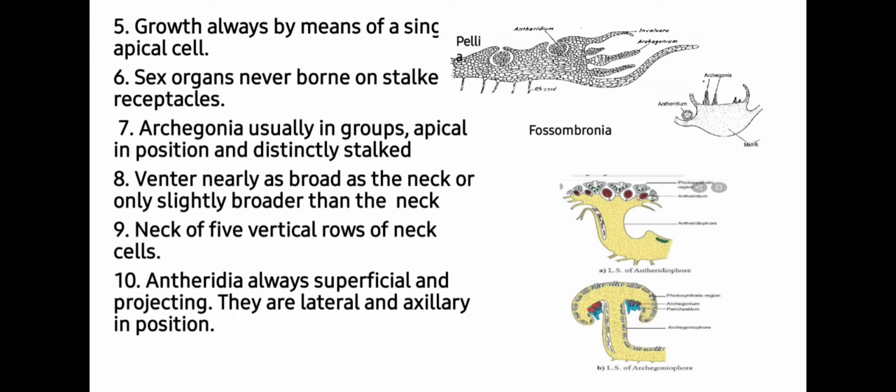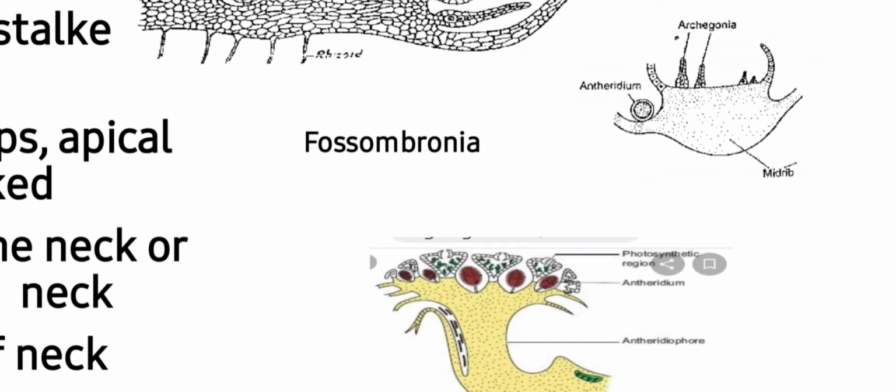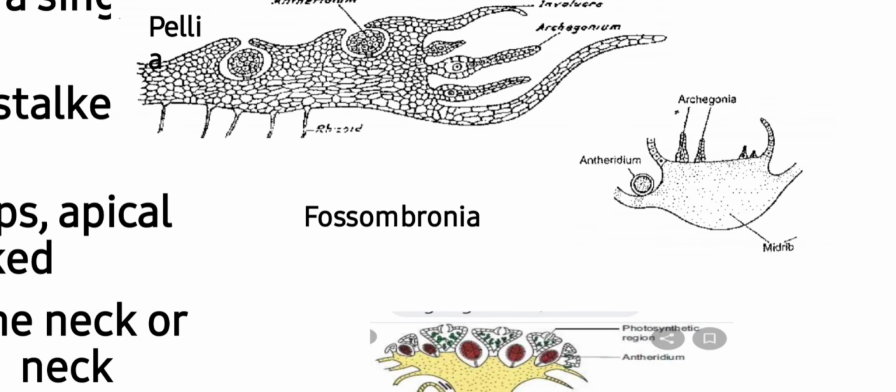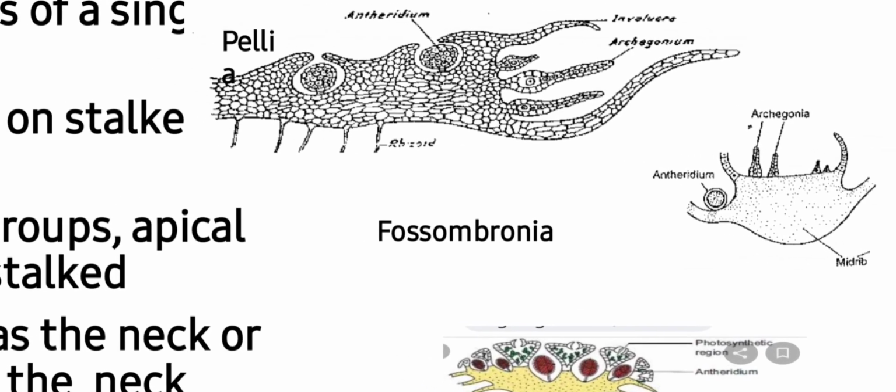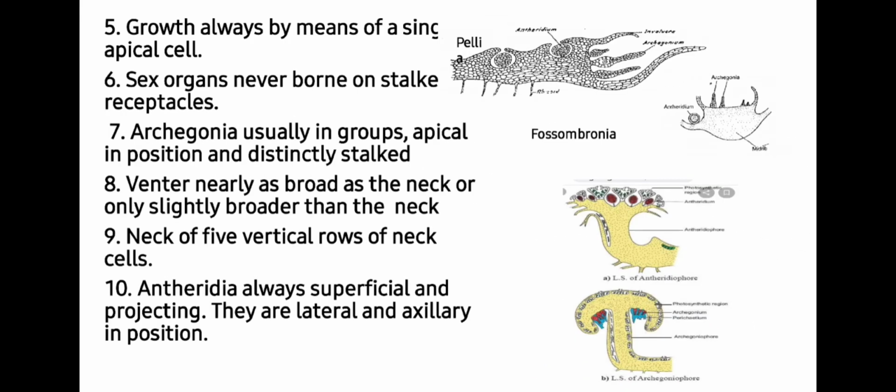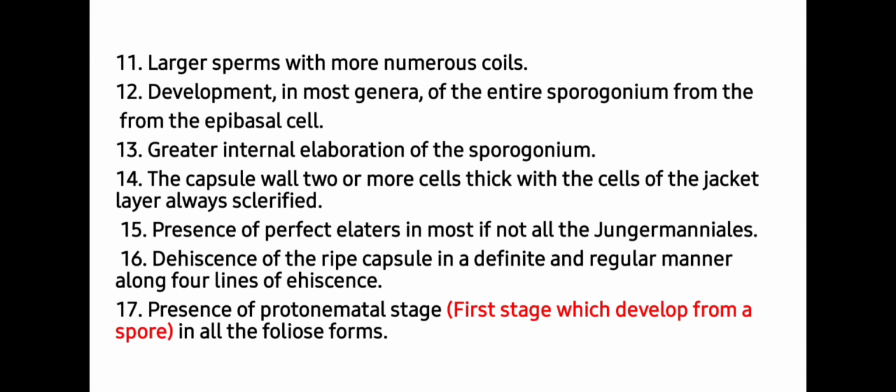Antheridia are always superficial and projecting. They are lateral and axillary in position. So you can see in case of Fossombronia, they are lateral in position. So they are superficial and projecting type in case of Jungermanniales. Larger sperms with more numerous coils. And development in most genera of the entire sporogonium from the epibasal cell.